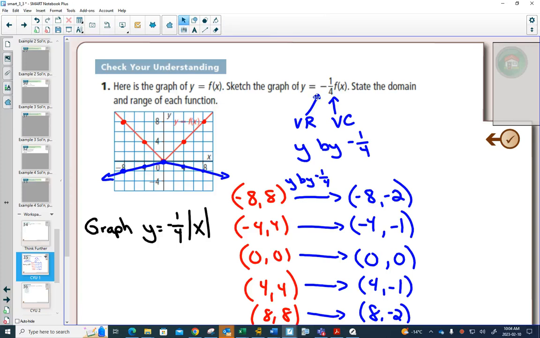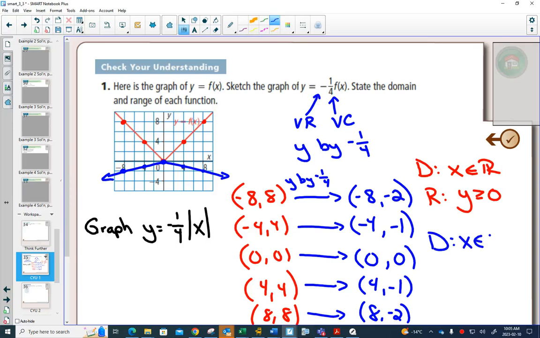Now it says state the domain and range of each function. So let's start with the red one. The original one's domain was everything, and the range, the y values are bigger than or equal to 0. Then on the blue one, the domain is still everything, but now our range, the y values are less than or equal to 0. Just circle question number 3.